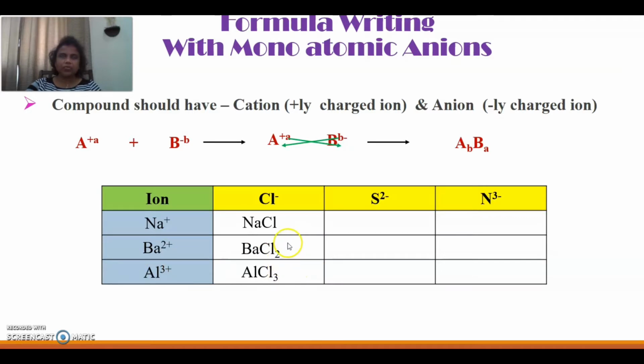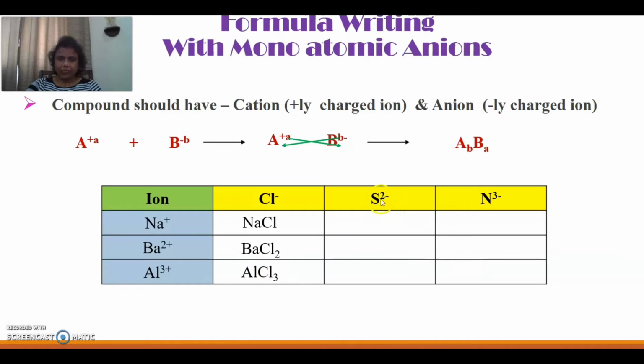Now we'll see whether everything written here is neutral. Sodium 1 plus charge, chloride 1 minus charge, so altogether it is 0. Barium plus 2, chloride minus 1, we have 2 chlorides, that means minus 2, then plus 2, minus 2, 0. Here also the same. That means if you crisscross, automatically it becomes a neutral compound.